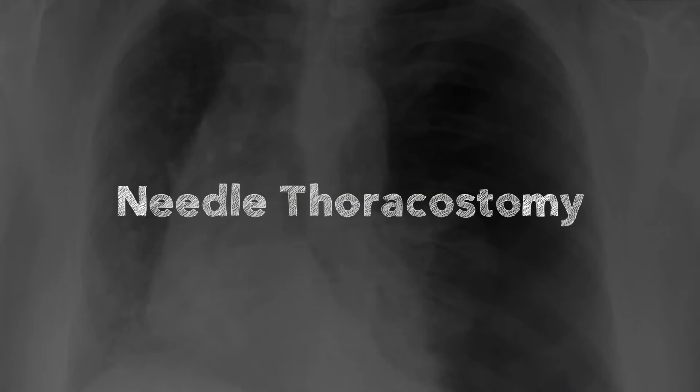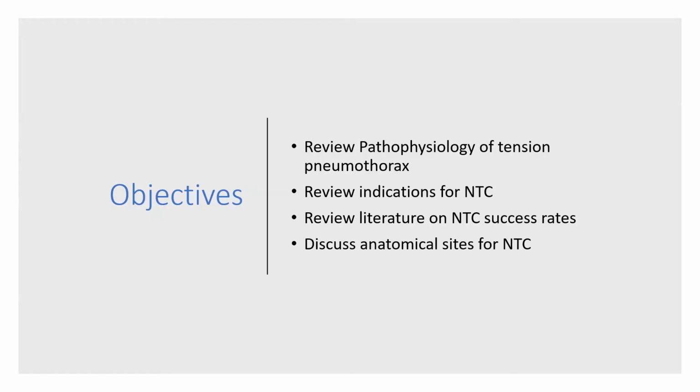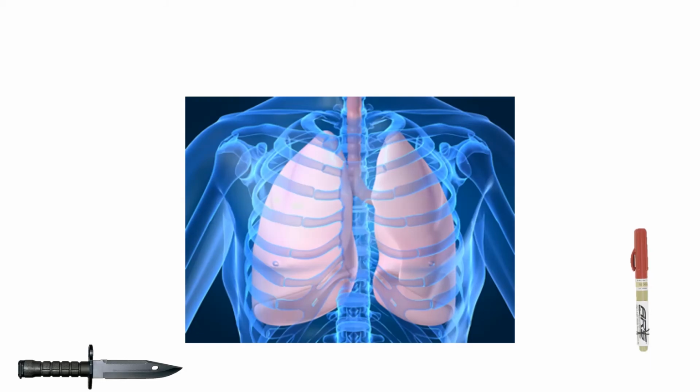We do have a new protocol for needle thoracostomy that has the fourth or fifth anterior axillary line, so lateral anterior axillary line, as the preferred site and an option for you to decompress the chest. We're going to talk about why that is and how you find the right anatomical location. These are objectives. You can pause and review those.